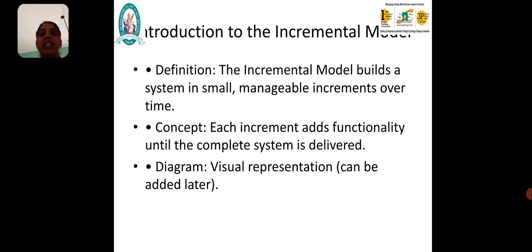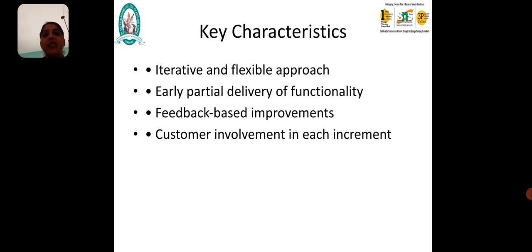That means each time the developer goes back to the previous stages, and only after getting a clear output from the customer can they move to the next stage. Next, the key characteristics: an iterative and flexible approach. Each time, the iteration of the given phases should be there. It is very flexible to understand. Each time we have to document the contents. Early partial delivery of the functionality.